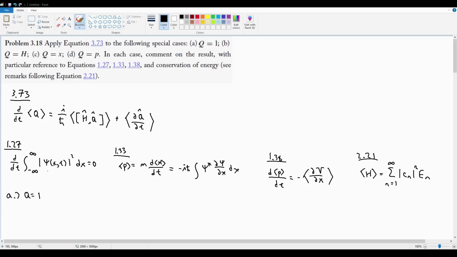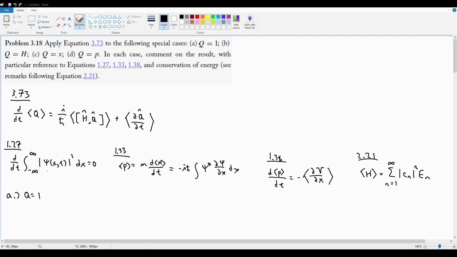1.33 is an alternate way of writing the expectation value of p as mass times velocity, or in this case velocity being turned into the derivative with respect to time of the expectation value of x. 1.38 is the relation between the expectation value of p and the expectation value of the partial of the potential energy with respect to x.